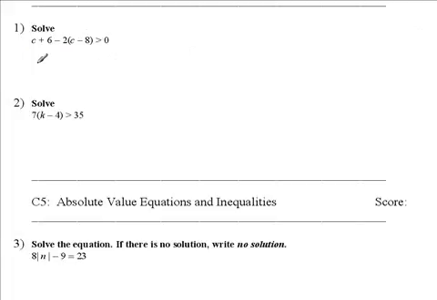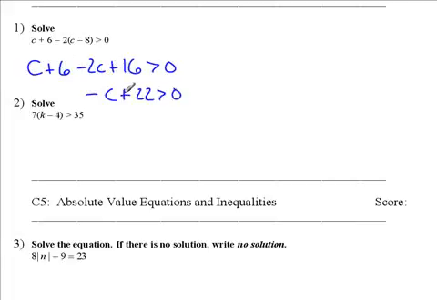All right, we'll just get that again. c plus 6, negative 2c plus 16 is greater than 0. c plus a negative 2c is negative c. 16 plus a 6 is 22. So I've got negative c plus 22 is greater than 0. If I subtract 22 from both sides, I've got negative c is greater than negative 22.